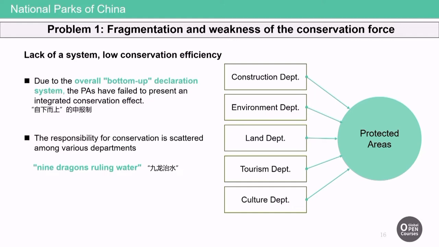So in China, we call it nine dragons ruling water. It comes from ancient Chinese mythology. In China, the dragon regulates the water, the rivers, the rain, and other watercourses. So when nine dragons come to control the water, it may lead to confusion and inefficiency of the authority and the power. So finally, the system will be dysfunctional. This is the situation we have to avoid. We have to avoid the nine dragons ruling water situation. So that's problem one.